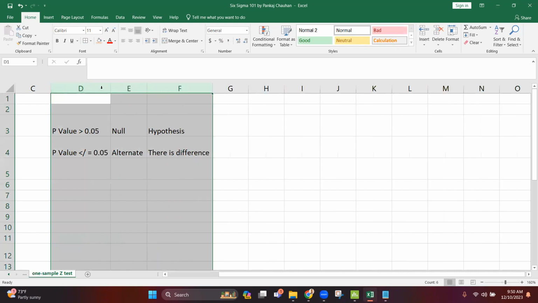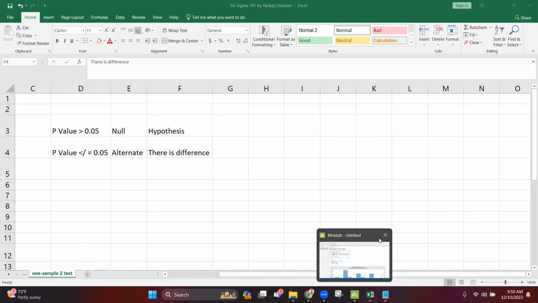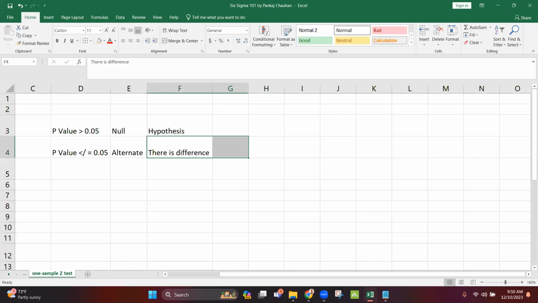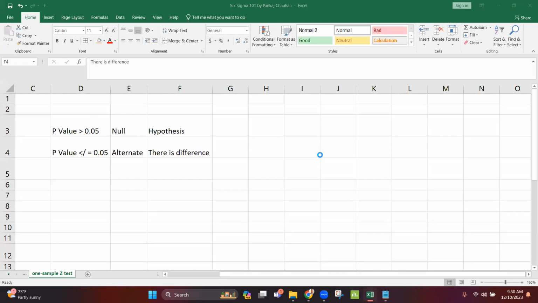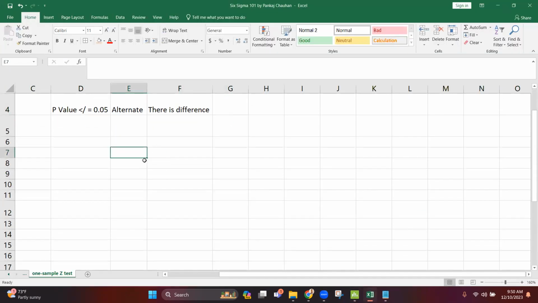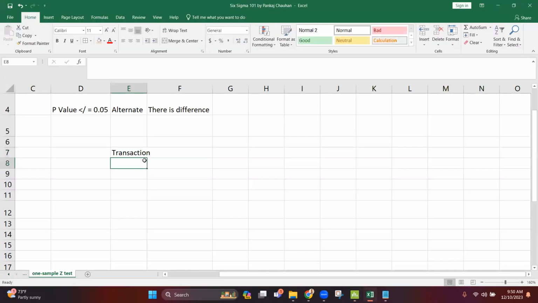I will now take a practical example. How do we do this? Let's open Minitab and generate some data. Suppose you are doing some transactions and there is a transaction time. You are doing the transaction between, let's say, 20 to 25 minutes approximately, or let's say 20 to 30 minutes.